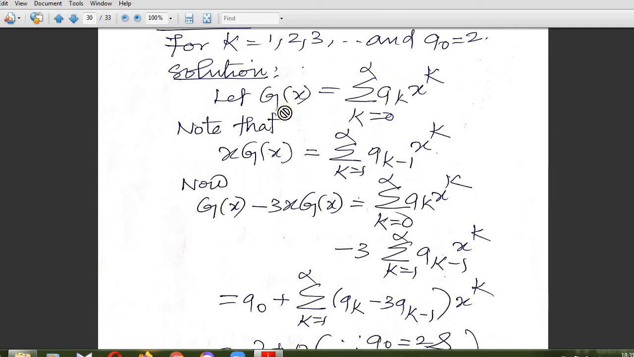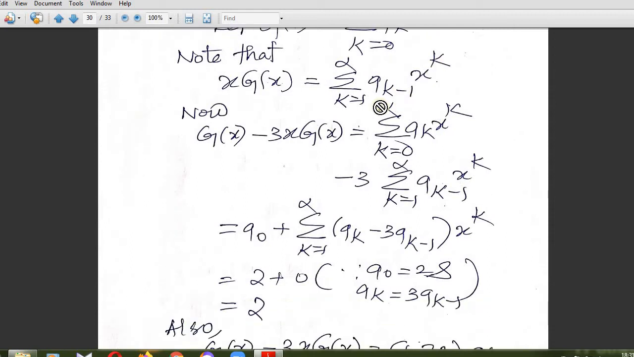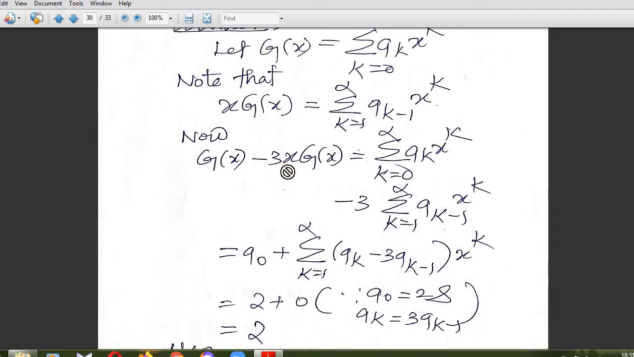So g(x) equals the summation for k from 0 to infinity of a_k x^k. When you multiply by x, x g(x) becomes the summation for k from 1 to infinity of a_{k-1} x^k. Now g(x) minus 3 x g(x). g(x) is here, so the summation for k from 0 to infinity of a_k x^k, minus 3 times x g(x). That is, x g(x) is this. Therefore, minus 3 times the summation for k from 1 to infinity of a_{k-1} x^k.